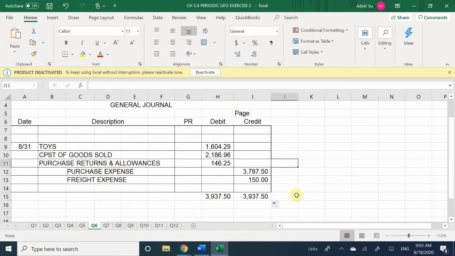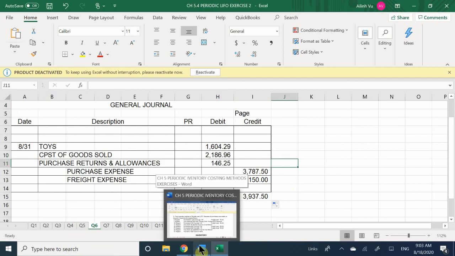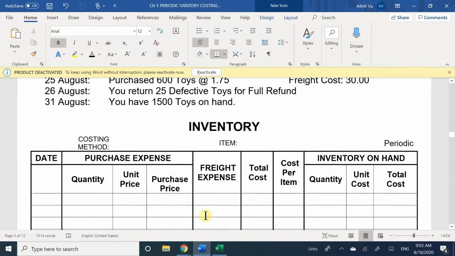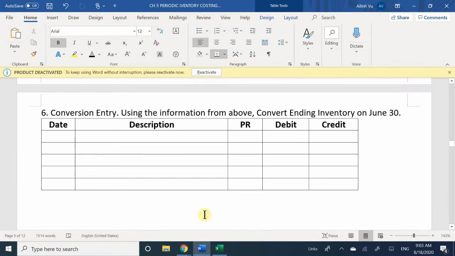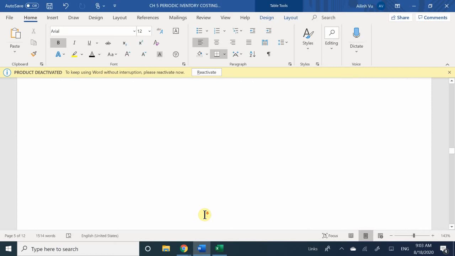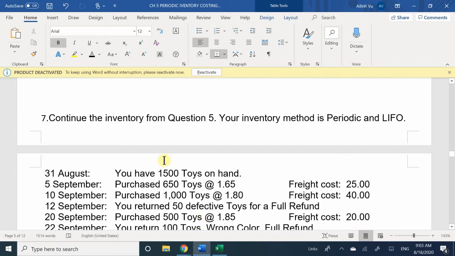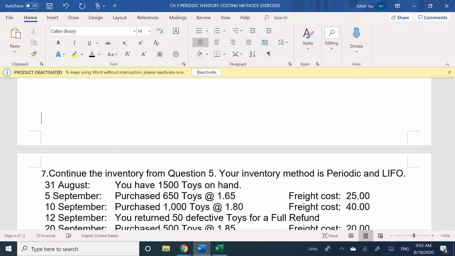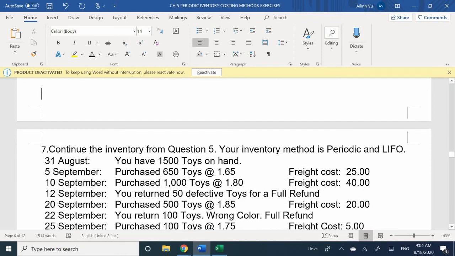Now, the last concept is the easiest concept, and we'll get there in a second. But let's go ahead and continue our problem for number 7. Number 7 says continue the inventory from question 5. Your inventory method is periodic and it's LIFO.